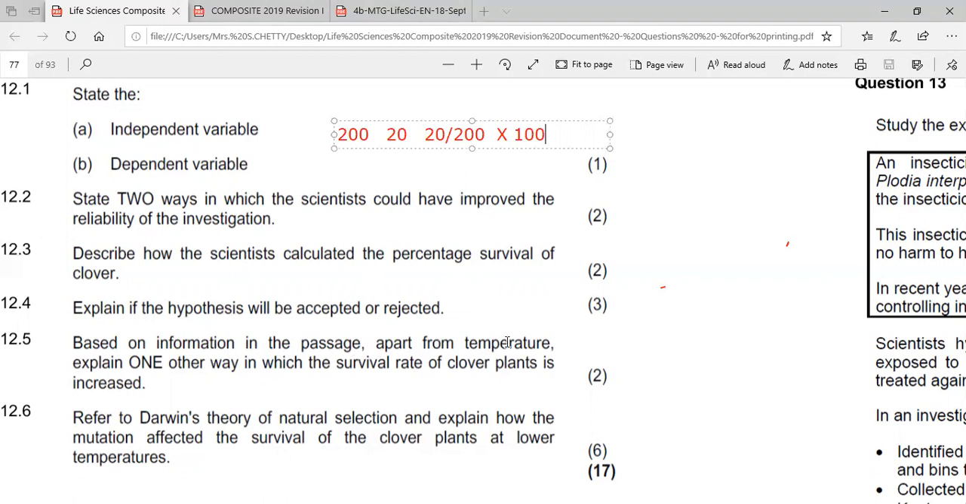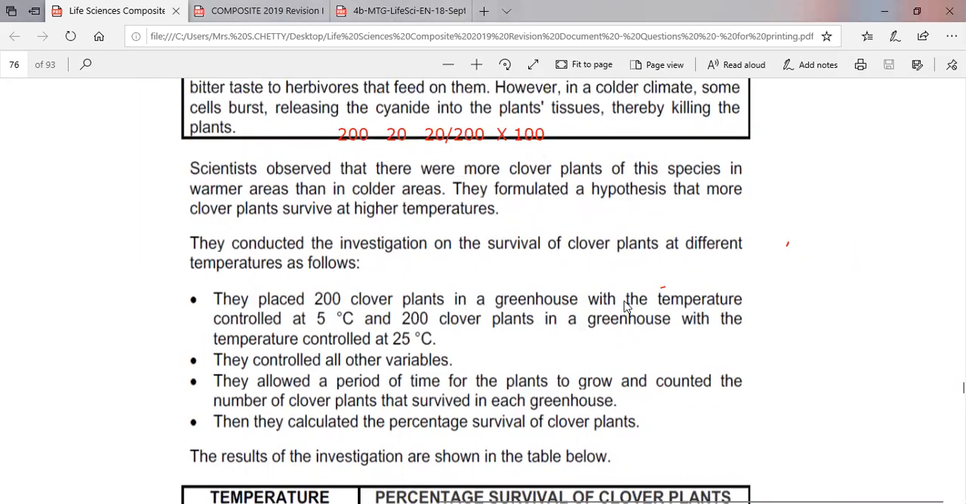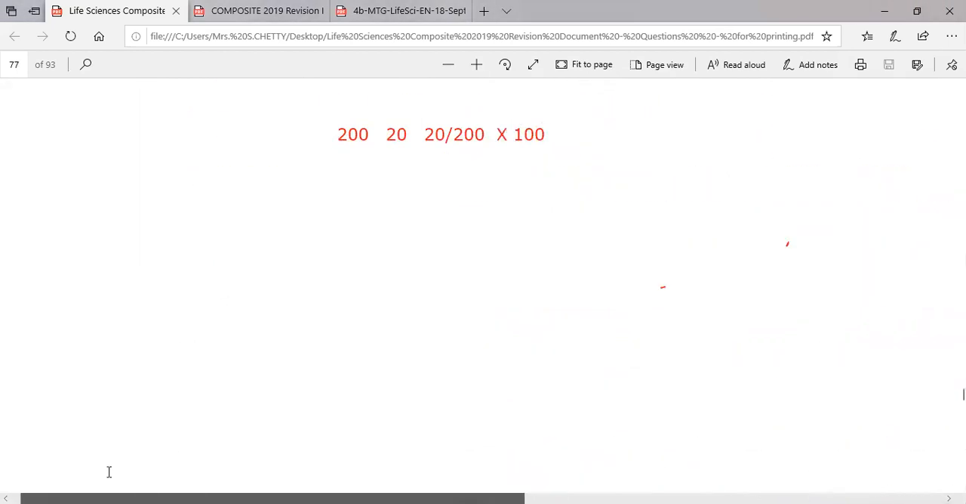Based on information in the passage apart from temperature, explain one other way in which the survival rate of clover plants is increased. So, one other way, based on information in the passage. Let's go back to the passage and find out one other way. They placed them in a greenhouse. Are you with me? And in a greenhouse, you control all other variables. But maybe I'm wrong. Remember I told you, you always go back to the passage to find out whether you're right or wrong.